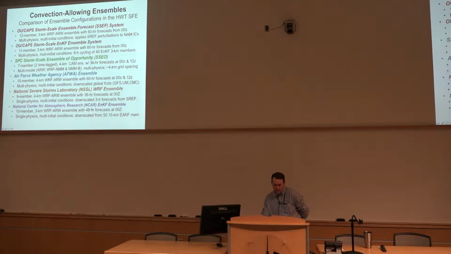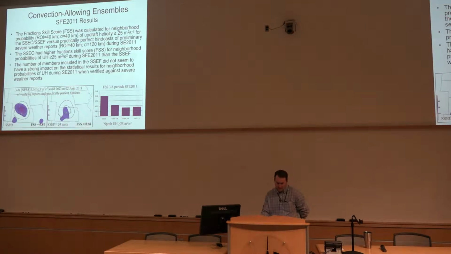And you have probably heard of the NCAR ensemble, 3-kilometer grid spacing. They do ensemble data assimilation on a 15-kilometer grid with 50 members, and then they downscale 10 members to 3 kilometers and run forecasts from those coarser runs.